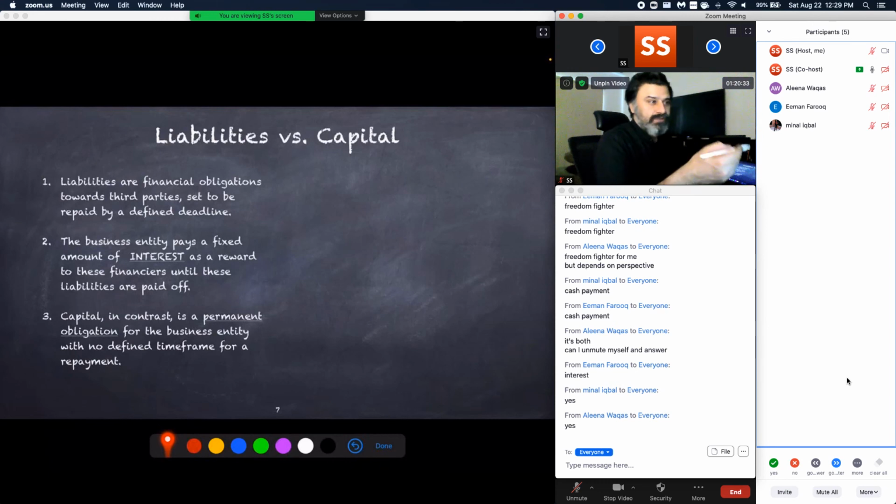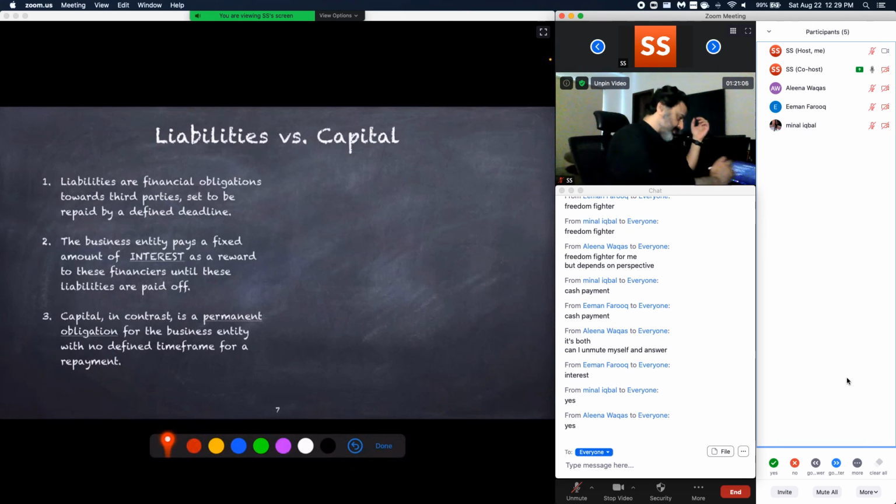Unlike a loan from a bank, if you borrow a loan from a bank as a business entity, you have to pay that loan back on a certain date. But capital is not something that you are going to pay back to your owner, and there is no deadline. There is no defined time frame for the repayment of capital. Capital is what you have borrowed for an indefinitely long period of time. There is no deadline that you will pay back your owner, whatever the owner has provided you.